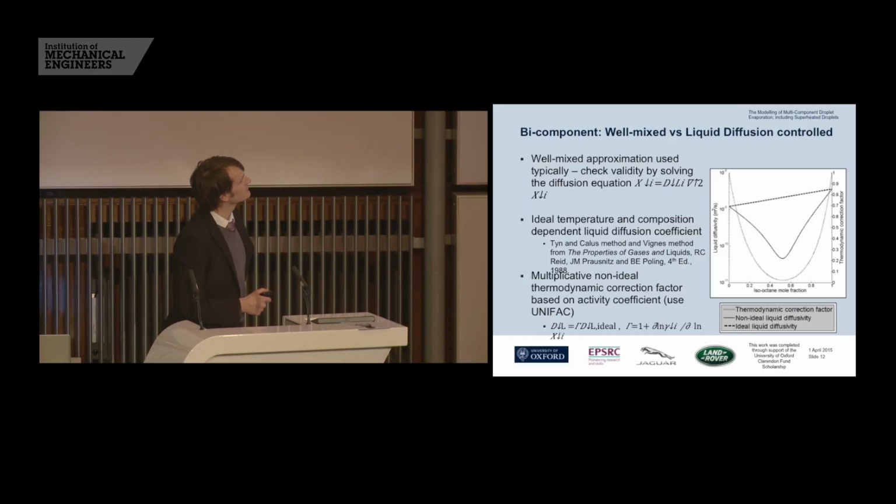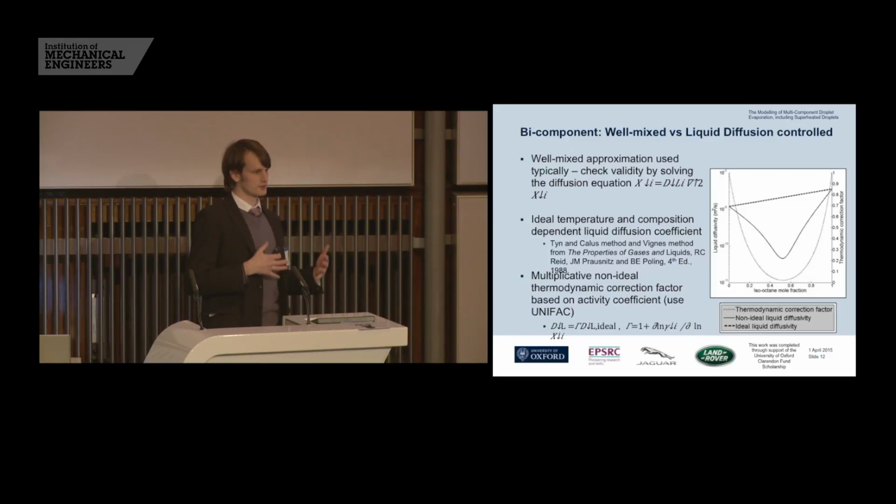We can check the validity of this so-called well-mixed model by, at the cases we think it might be applicable, solving the diffusion equation or the diffusion-controlled effective diffusivity model. And we can get diffusion coefficients from the literature for the mixture of isooctane and ethanol. And what we ought to do for the non-ideal mixtures is include this multiplicative non-ideal thermodynamic correction factor, which accounts for the fact that the non-ideal species really don't want to mix very well.